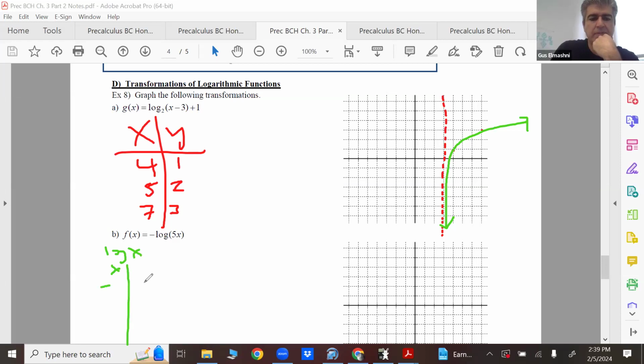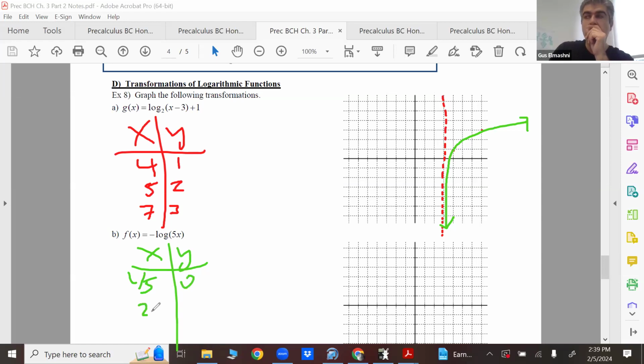Actually, you know what? I think we just go straight to a table. What if I plug in 1/5? What do I get? Good. What if I plug in 2? Negative 1. Yep. Let's try one more. I don't want to do a number too large, but I guess I would have to do it kind of large. If we do 20, it's -2, right?